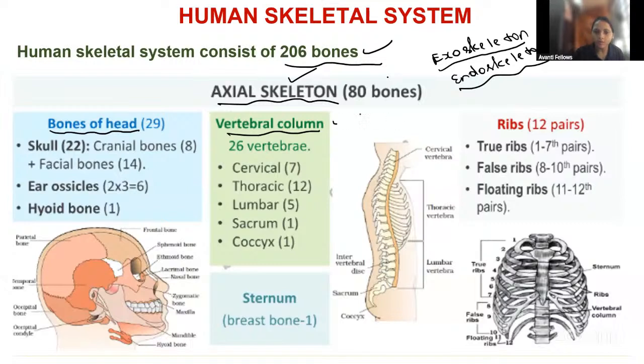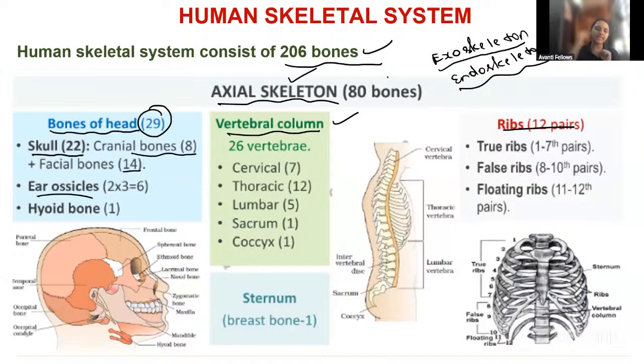So the vertebral column and the ribs. Here you can see there are 29 bones in the skull region. The skull consists of 22 bones. Cranial bones are 8. In the cranium, there will be 8 bones. And in the facial bones, kindly remember the number. Facial bones are 14.